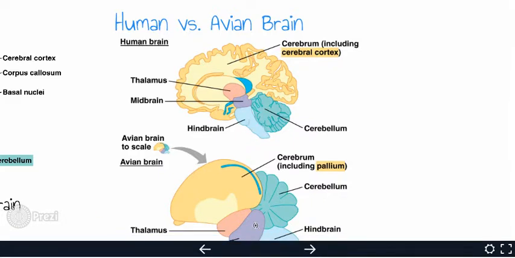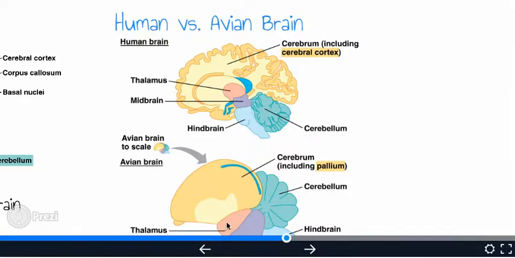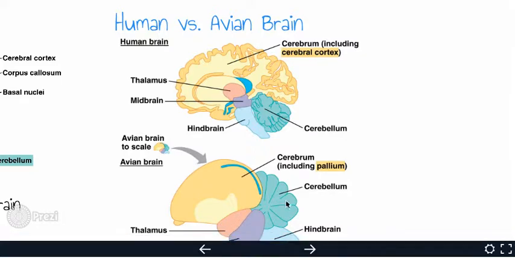If we look at the colors, you can see that the midbrain area is a little larger for avians. The thalamus is larger for temperature control. Look at their cerebellum. Check this out. It's really large. It's the balance and coordination center, which makes sense because flight is really difficult and very hard to coordinate.